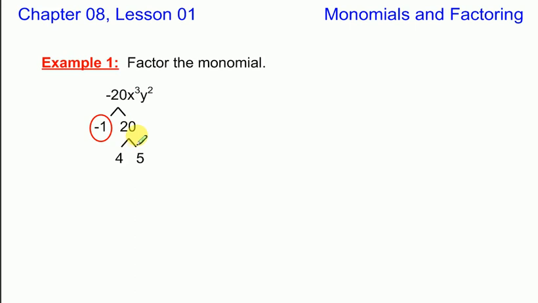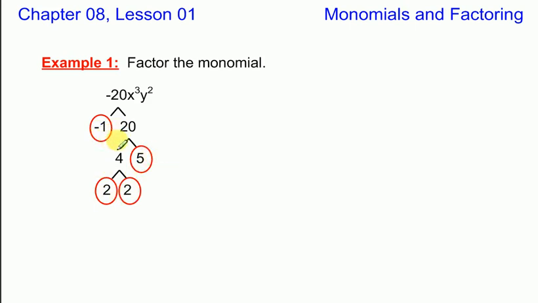20 is 4 times 5. Anytime you have a prime that you're done with, you can circle it. So 4 times 5. 5's a prime, so we can circle that one. 4 still needs to be factored, so 4 is 2 times 2. 2 is a prime, and so is 2. Okay, now I've got my primes.